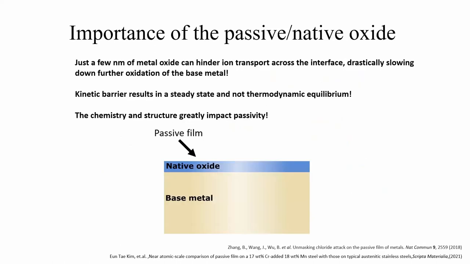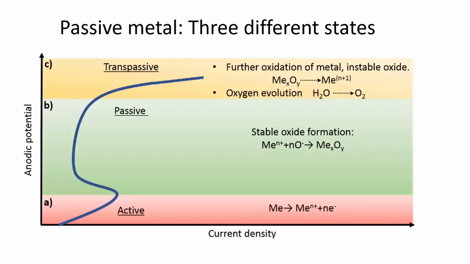So we talked about the passive film, the native oxide. It's very important for the passivity. It's called passivity when there's no reaction, in the corrosion community. When it comes to the corrosion community, they often do plots like this. Here is the anodic potential of your material. This is the current density. And then they measure the current that changes with the potential.